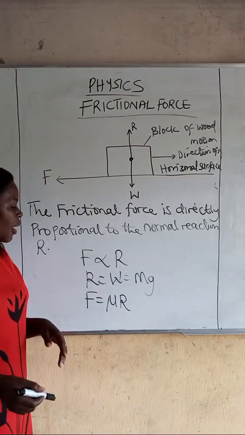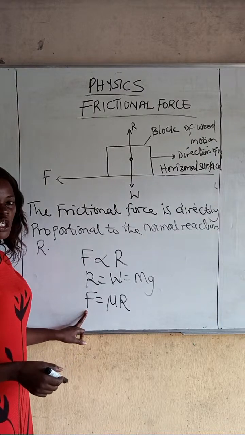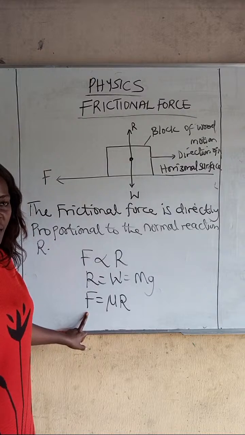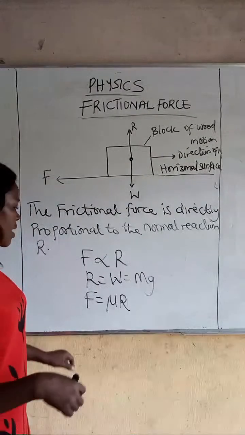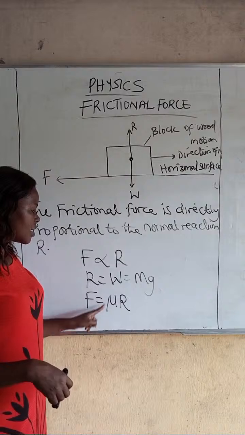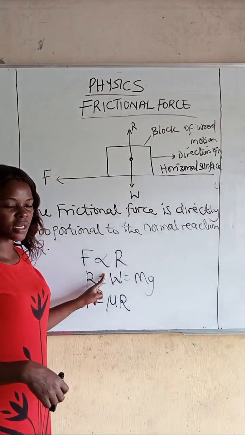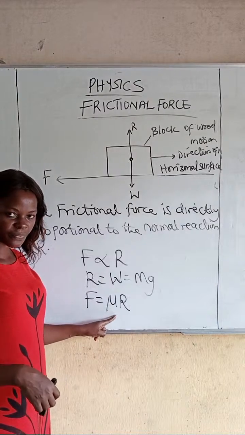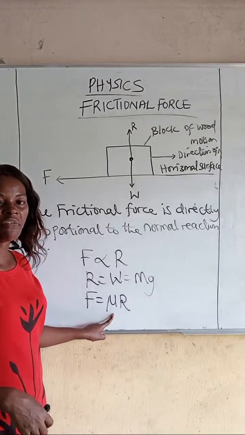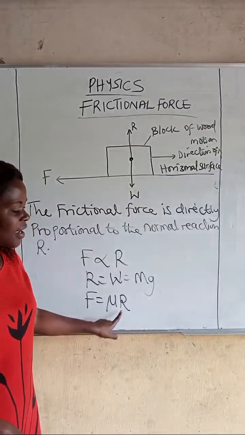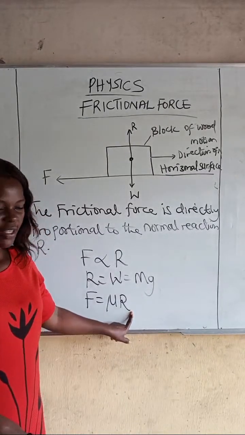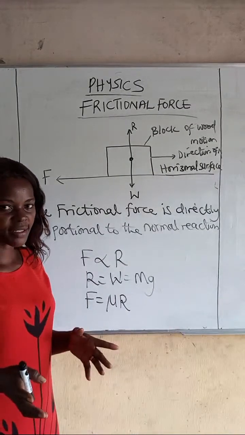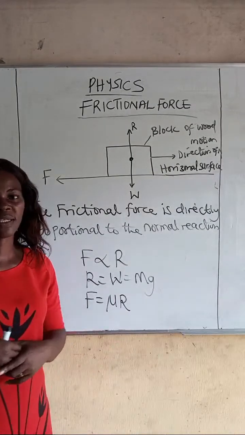Okay? Now what is F? F is friction. In every law in physics, you have to remove the proportionality sign and introduce a constant. That constant is said to be mu. That mu is the coefficient of limiting friction. R is the reaction, and F is the frictional force. I don't know if you understand. All right, I'll still go back to explain it.